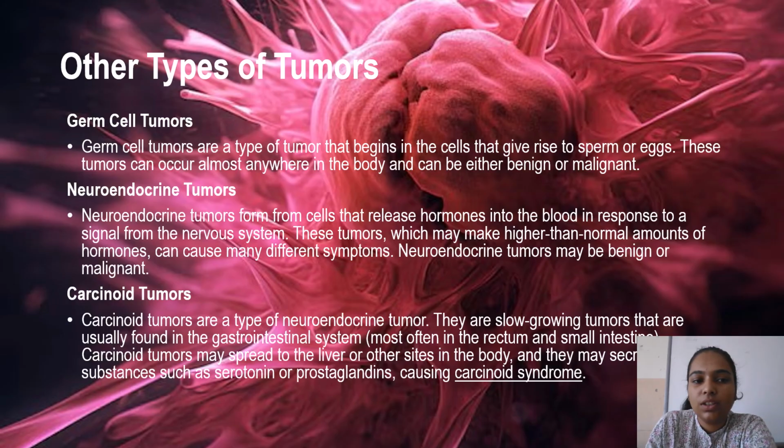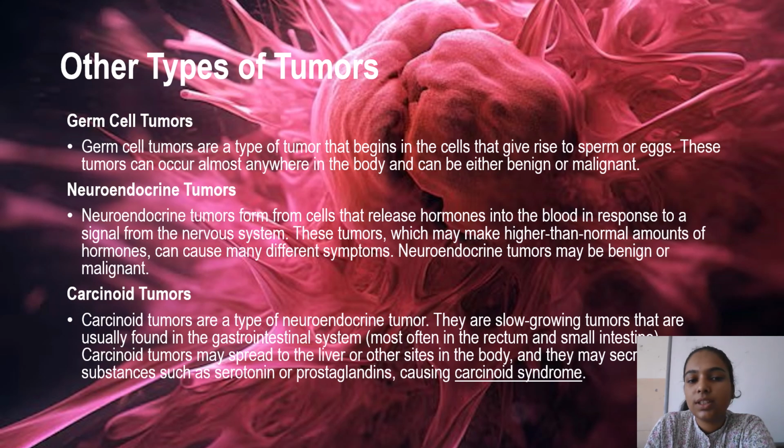Other types of tumors, we have also other types of tumors present. We have germ cell tumors, neuroendocrine tumors, carcinoid tumors. Germ cell tumors are a type of tumor that begins in the cells that give rise to sperm or eggs. These tumors can occur almost anywhere in the body and can be either benign or malignant.